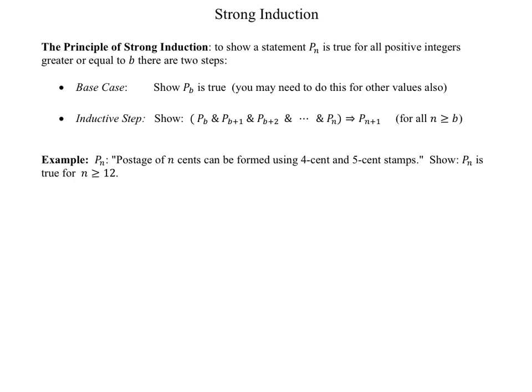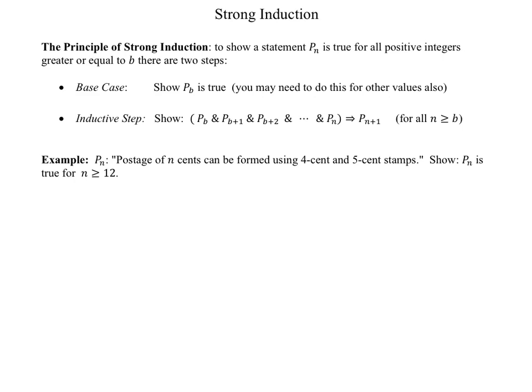This problem says that we can make all possible postage out of 4s and 5s if we're only worried about values bigger than or equal to 12. Like 12, for example, you could make with three 4s. That would total a postage of 12. And then what about for 13? What about for 14, 15, and so on and so on? So this is a situation where strong induction really shines.